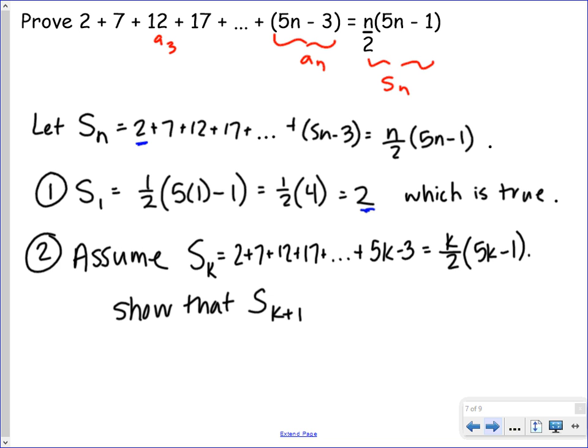Now, the difference between yesterday and today is there's a little bit of stuff in the middle. S sub k is the sum of all the terms in the sequence, but we're saying that its formula is k over 2 times 5k minus 1. So we want to plug k plus 1 in for those k's in the series formula. Go ahead and do that and see if yours looks the same as mine. What's your S sub k plus 1, if you plug k plus 1 in for both k's? What does yours look like? We'll see if you get the same answer as me.